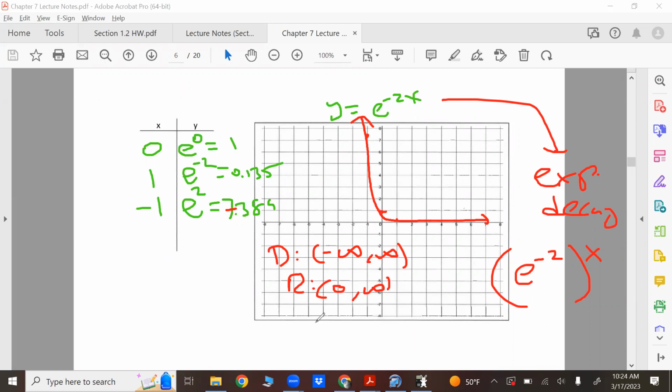Now, why is this decay? What if you factor out the x from the exponent? Put the x out, which makes sense because e to -2 raised to the x is the same thing as e to -2x. Well, what is that? That's 1 over e squared.